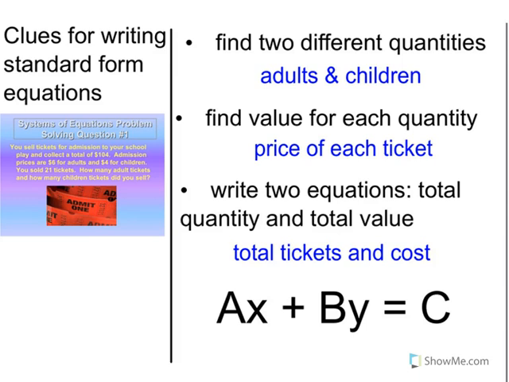We have some clues for when to write from standard form. This is when you're given two different quantities, such as adults and children. Once you identify those two quantities from the word problem, then look for the value of each one. There should be a number attached, usually a price, to each of those quantities, so make sure that you identified those. Find the two totals. There are going to be two totals in there as well. Then you're going to write the two equations, one for the total quantity and one for the total value.